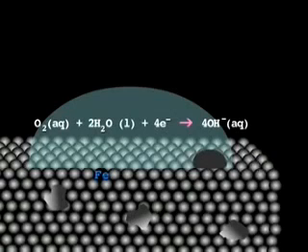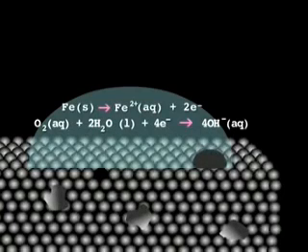At the same time, the iron atom gives up 2 electrons to become an iron 2 ion, which is repelled out of the lattice and dissolves into the aqueous solution. Without access to this solution, there's no way for iron 2 ions to be formed. This explains why rusting happens much more slowly in dry conditions.